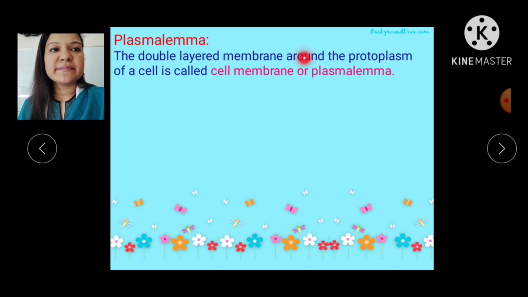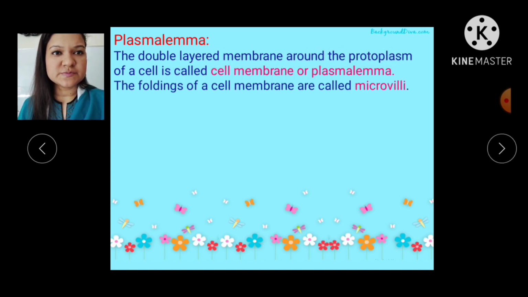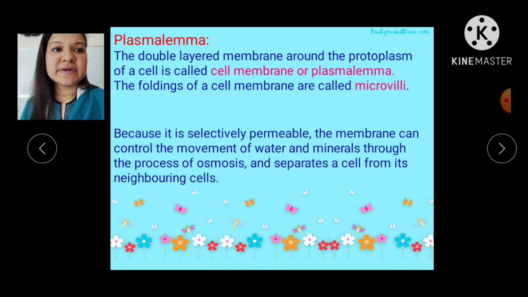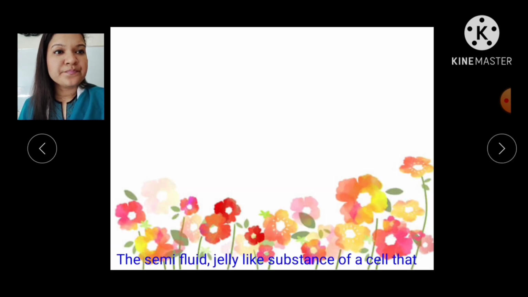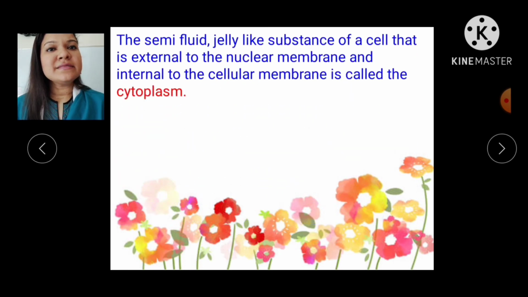The double-layered membrane around the protoplasm of a cell is called cell membrane or plasmalemma. The foldings of a cell membrane are called microvilli. Because it is a selectively permeable membrane, the membrane can control the movement of water and minerals through the process of osmosis, and it separates a cell from its neighboring cell. We know what osmosis actually is. And then, what is cytoplasm?